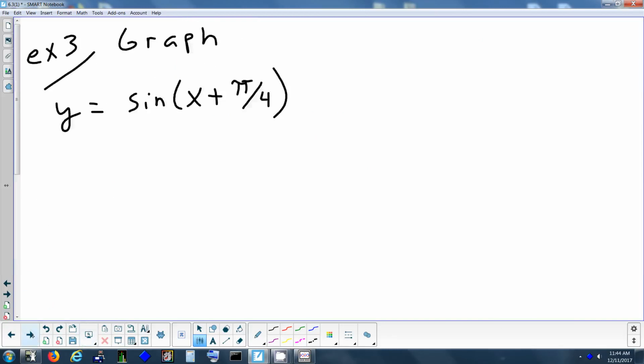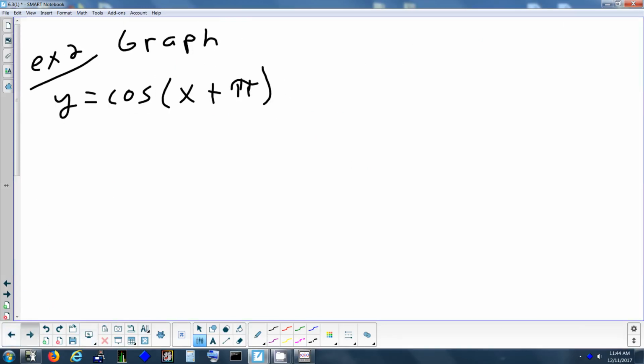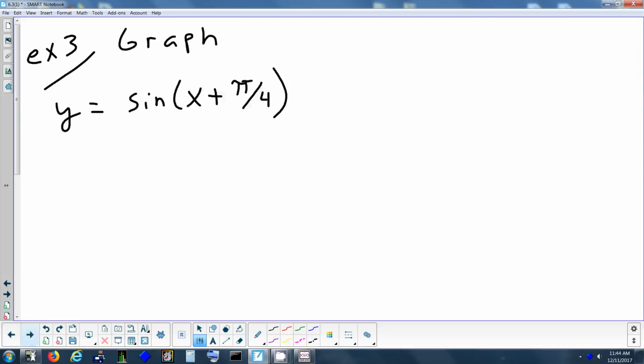All right, let's try this one. Actually, no, we'll do it like that: sine of x plus pi over 4. What kind of transformation is that? Yeah, it's a phase shift, right? Because you're adding, or you could be subtracting, inside parentheses. What letter stays the same for a phase shift? X or Y? The y's stay the same.